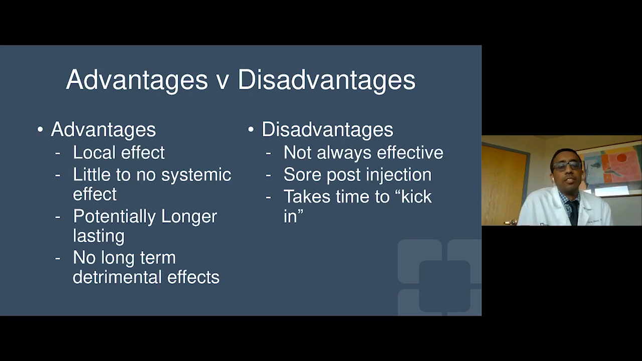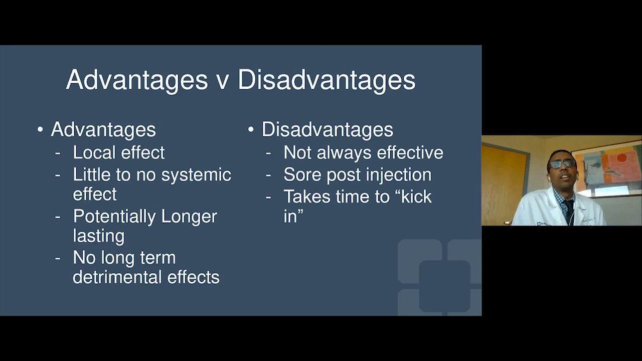So advantages and disadvantages. Again, it's localized to that joint. Little to no systemic effect at all. Potentially longer lasting than a cortisone injection. And I say potentially because, again, it does vary for everybody. But a lot of times I'll have patients that get a month or two out of cortisone, and then get 6 to 9 months out of a gel injection. And so if we can give that reprieve for that time frame, then obviously that's better than nothing at all.